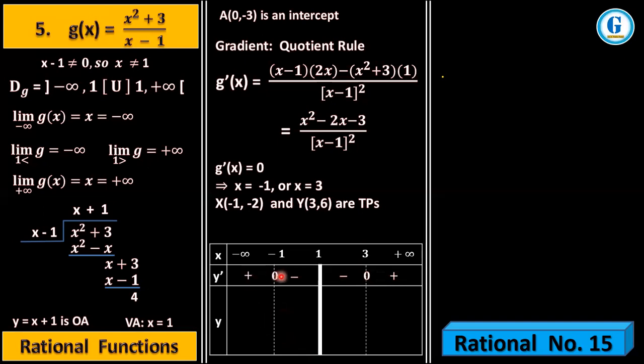So now these values tell us where the function increases or decreases. Here it's positive, so I'm going to draw a line going up. Here it's negative, line going down. Negative, going down. Positive, line going up.